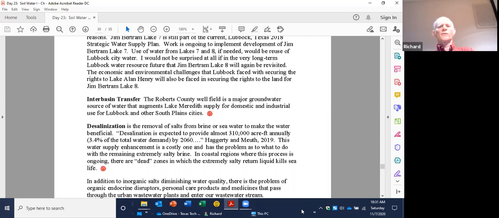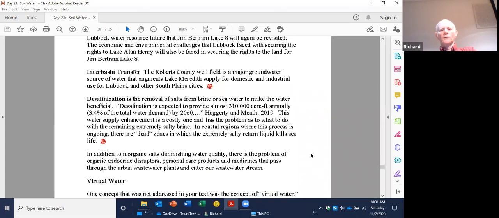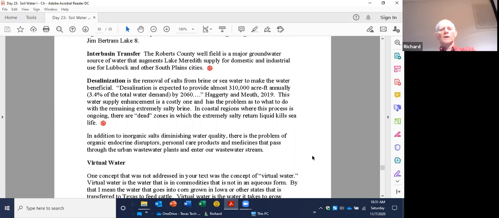Recently, I've seen a report that said that people in New Mexico are thinking about buying wastewater from the city of Lubbock for secondary recovery of wells in New Mexico. And that again would be an interbasin transfer. If we talk about desalinization, desalinization is removal of salts from brine or seawater to make the water beneficial.